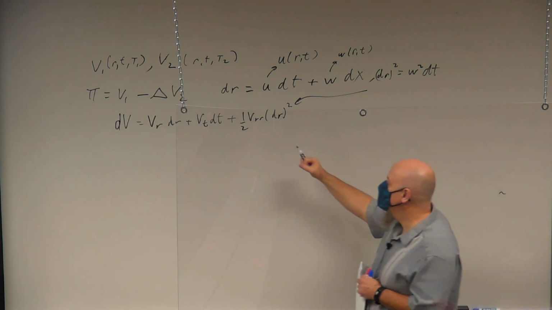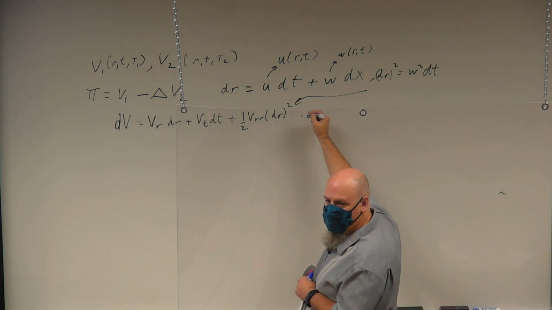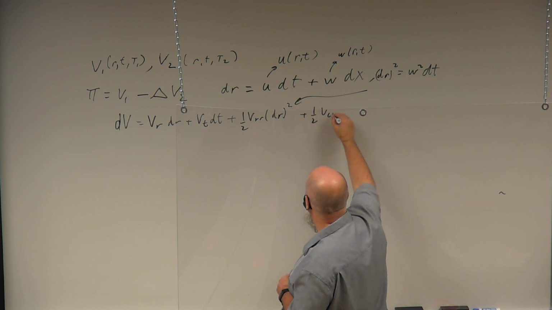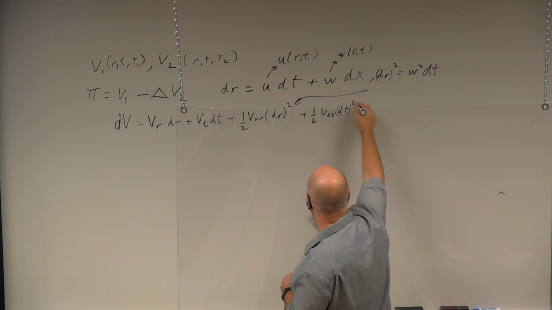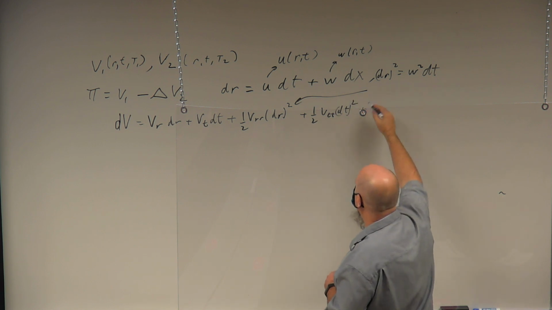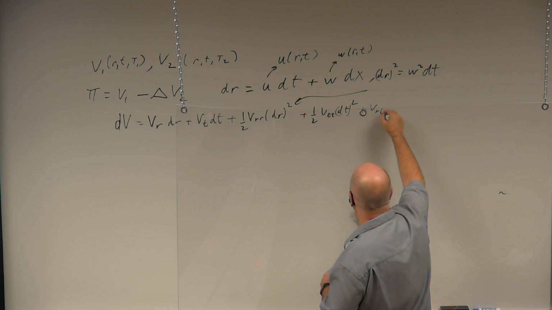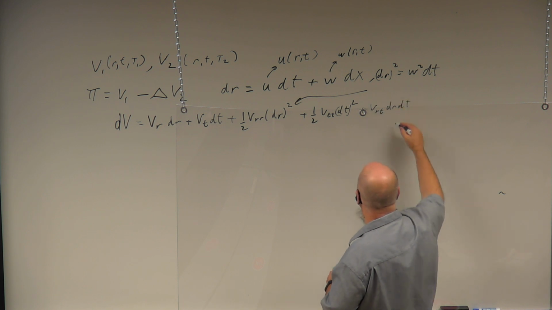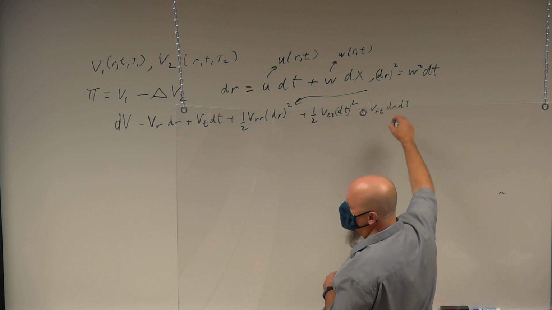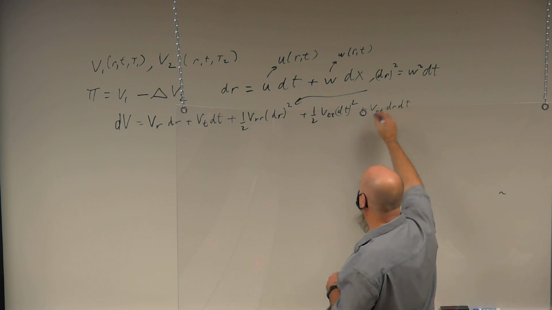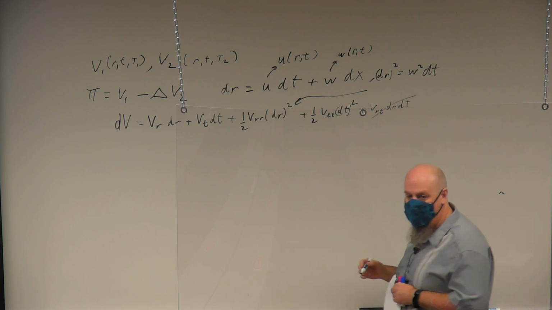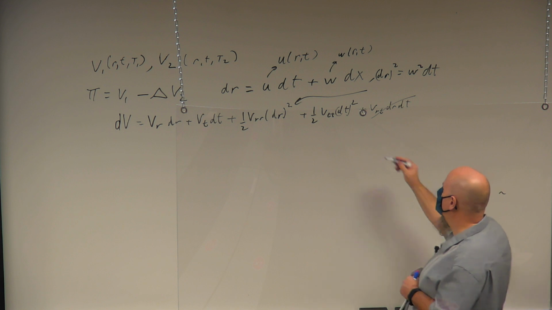All the other derivatives, I'm going to write them down, but don't write them because I'm going to erase them in a second. There'd be a half v_tt dt squared, too small because of the dt squared. There's going to be a v_rt dr dt divided by 2, and a v_tr dt dr. Add them together, the halves disappear. Still too small.